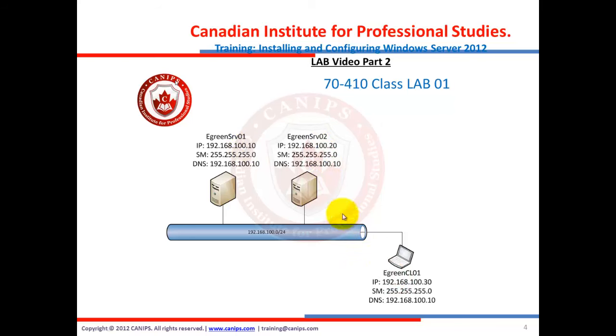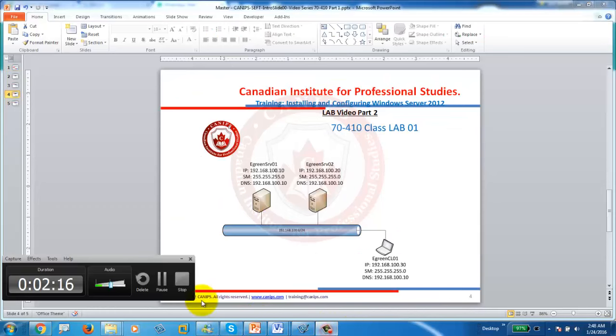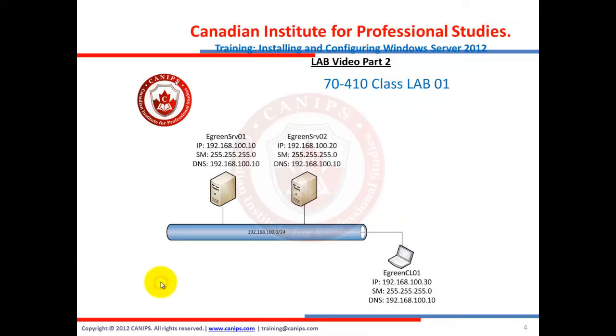Same goes for the client. The client name is egreen CL1, and the IP address is 192.168.100.30. The subnet mask remains the same, and DNS will point to the first server.